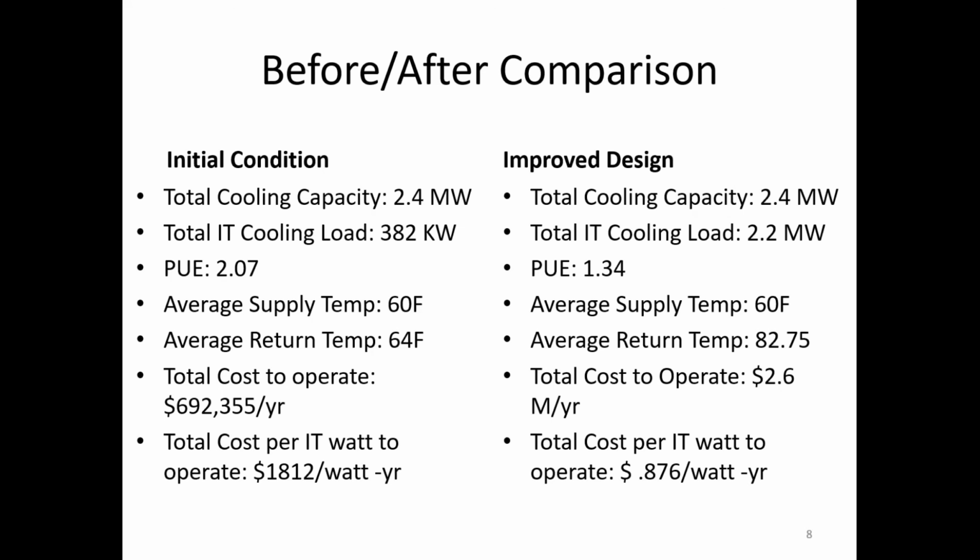And you notice we went from $1,800 per watt for a full year. That's a yearly number. That costs $1,800 to run that IT watt load for 1 year, compared to less than $1. So that's almost a 2,000-fold improvement in the yield or the output of that room without changing the cooling system. All we did is put a wall in.